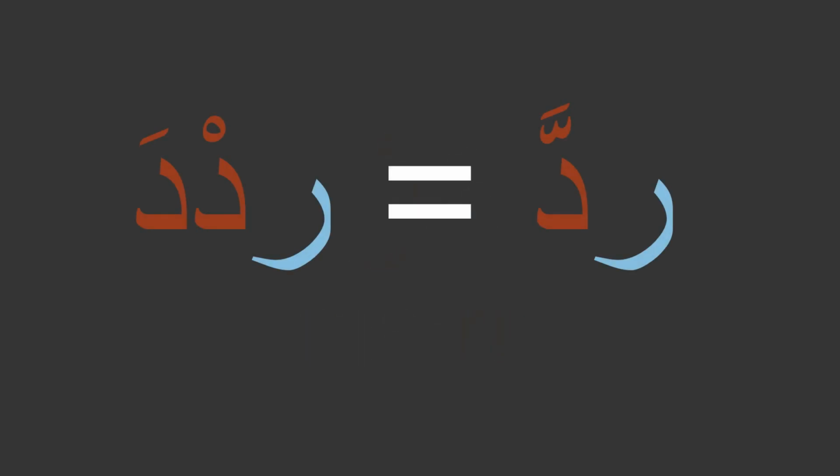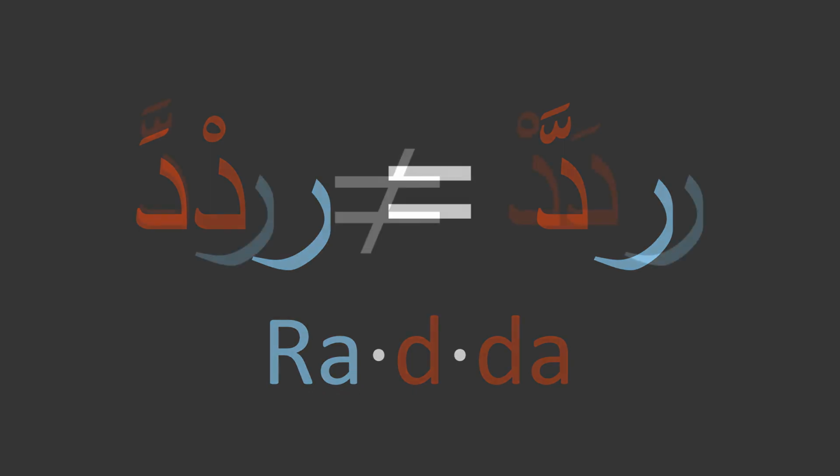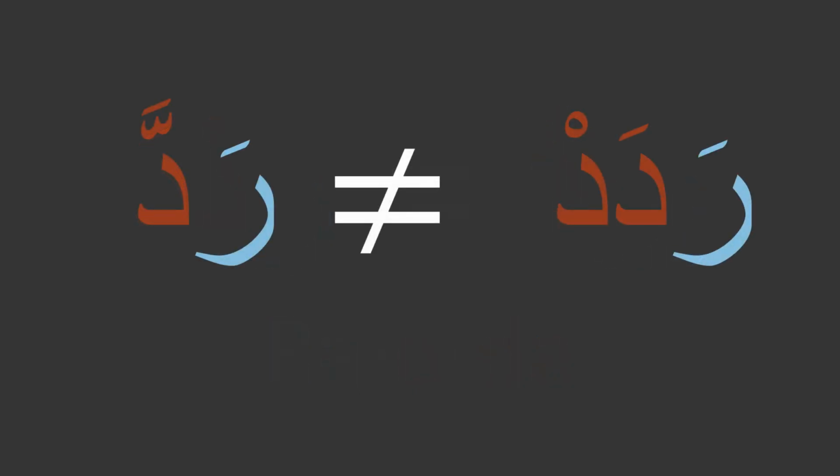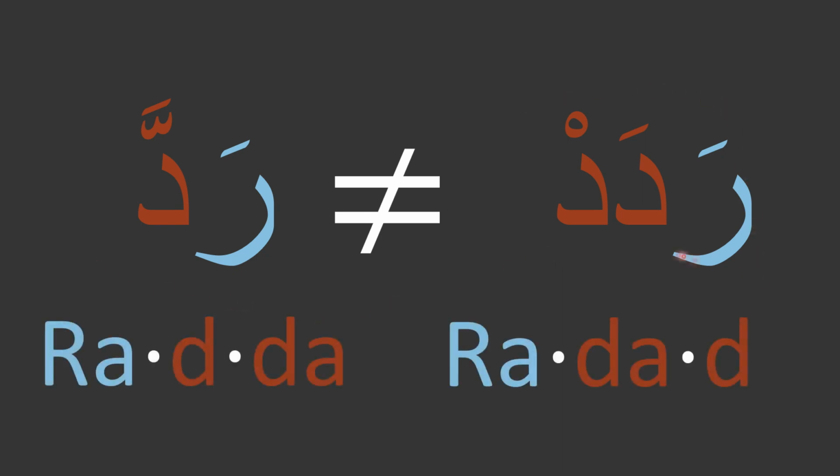Let's take another example. Can you pronounce the following word? It is radda. It is important to note that the order of harakat matters here. So when fatha comes before sukoon, the pronunciation is different. So the pronunciation of the first word is radd. It is different from radda.